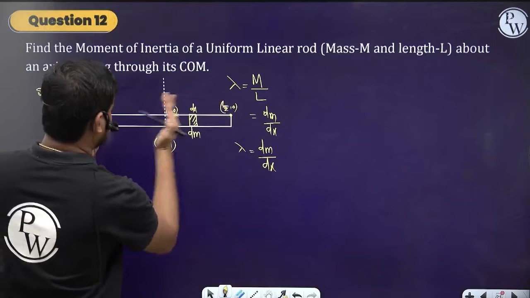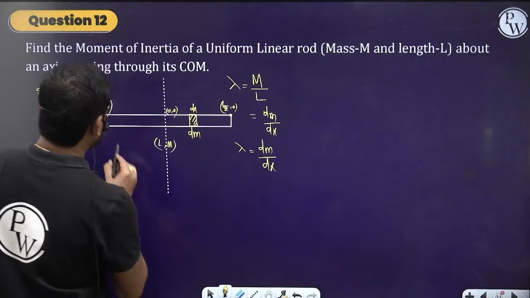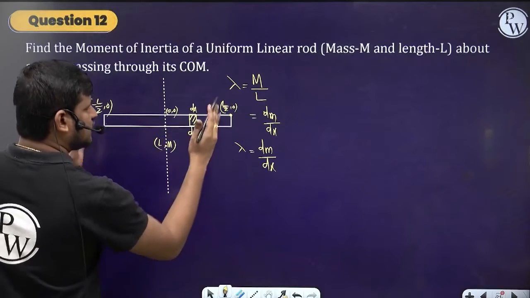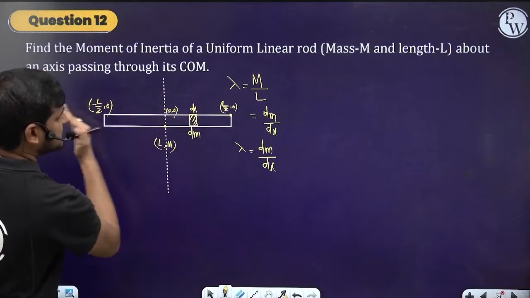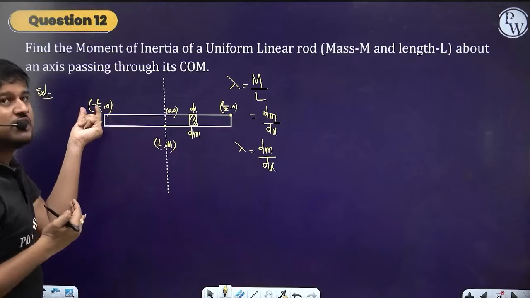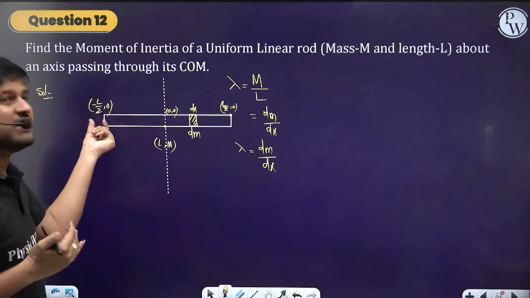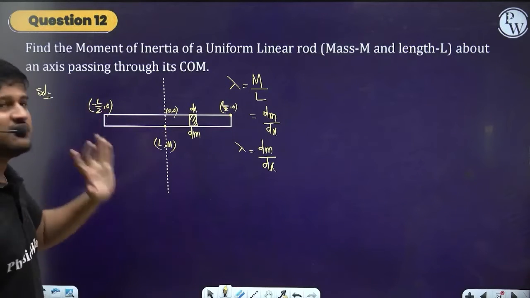So the total length is L. If this is the origin, then from here it is L by 2, and again from here it is L by 2. As it is to the left-hand side of the origin, I am taking it as minus L by 2, comma 0. The y coordinate is however 0.